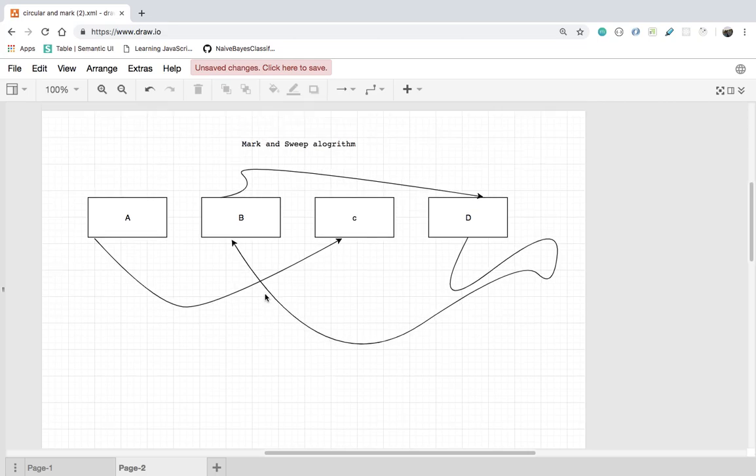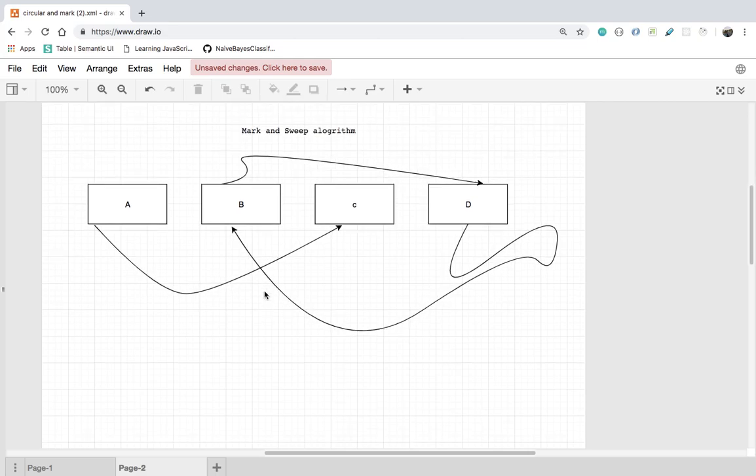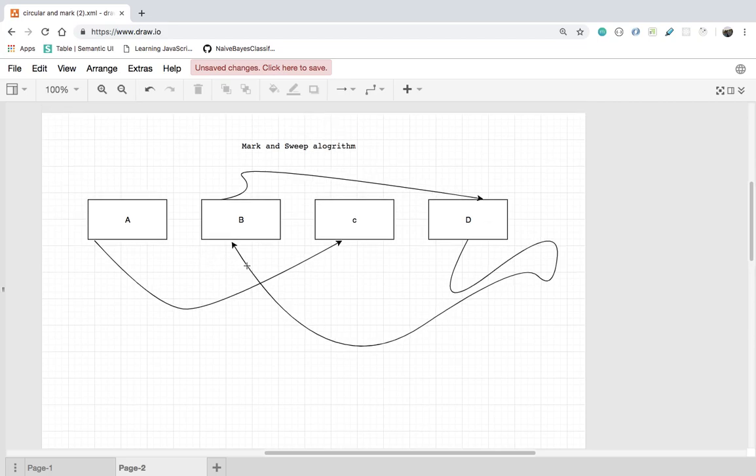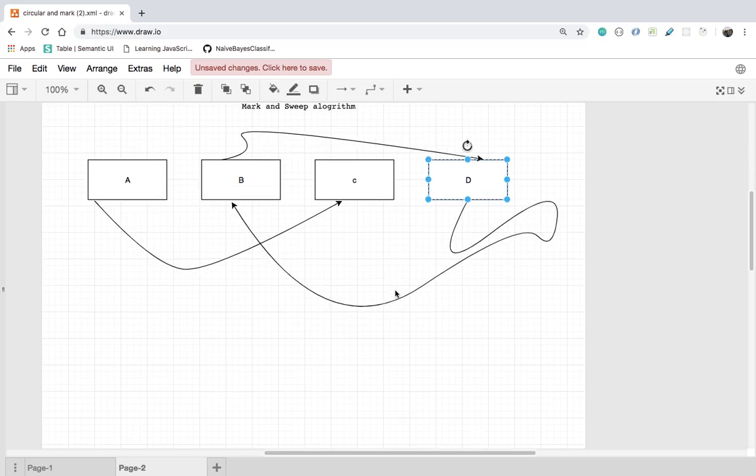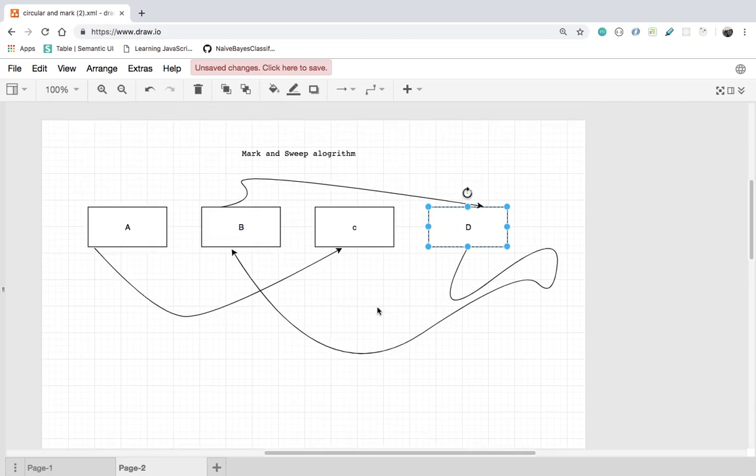Now comes the sweep phase. The sweep phase is where every node, that is every object, is touched from the global object. It goes from object A to B and from object B to C and from object C to D, and then checks if they are marked as alive or not. If they're not marked as alive, they can be deleted by the garbage collector. This is the sweep phase, and thus the name mark and sweep algorithm. Cycles are not a problem anymore with this algorithm.